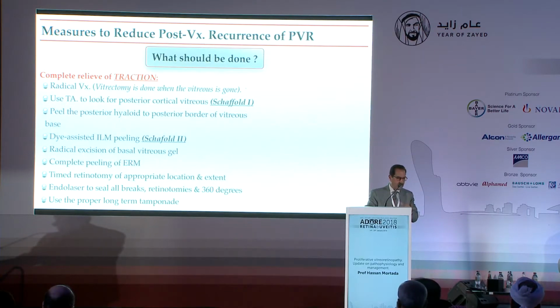So at the end, what should be done in these cases? You have to achieve complete relief of traction, radical vitrectomy, and as Ivanovich said, vitrectomy is done when the vitreous is gone, so you have to be patient, and radical excision of the vitreous base should be in your mind. Use triamcinolone to look for remnants of the vitreous cortex, which is the first scaffold; peel the posterior hyaloid to the posterior border of the vitreous base, and then the ILM should be removed, which is the second scaffold for proliferation. Then radical excision of the basal vitreous gel, complete peeling of epiretinal membranes, and timed retinotomy.